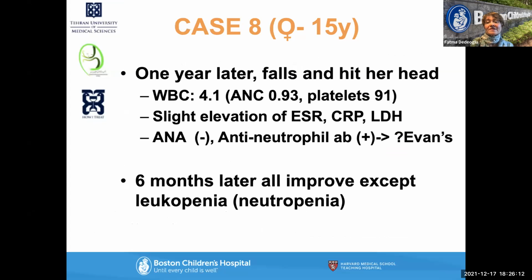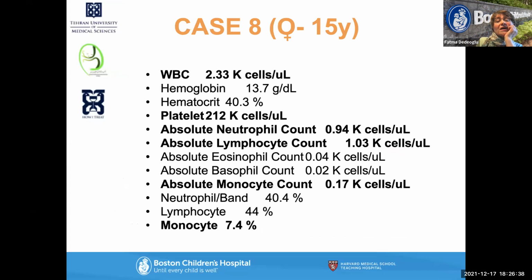She falls, and because she had hit her head, they checked her CBC, and again she has thrombocytopenia, a low ANC, and elevated inflammatory markers. So the concern was Evans syndrome. This time ANA is negative, but some anti-neutrophil antibodies are positive. Then 6 months later, things improve. By that time I didn't even see her, she was followed by hematology. And this is how her counts were. The follow-up platelets improved, but she remained leukopenic, both lymphopenic and neutropenic.